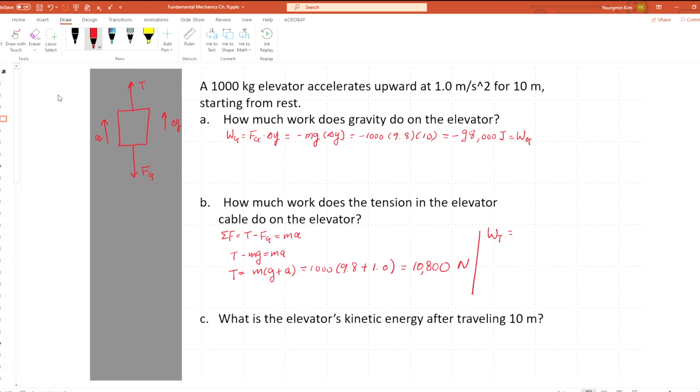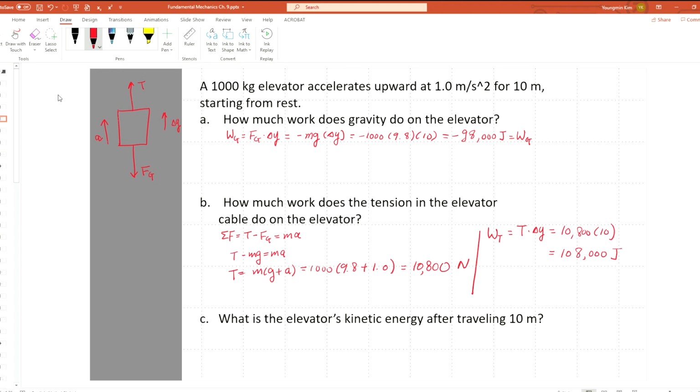So work done by the tension is tension times the displacement. And in this case, tension and the displacement share the same direction. So we just calculate this as the tension times delta y, which is 10 meters, positive. So work done by the tension is 108,000 joules. And finally, what is the elevator's kinetic energy after traveling 10 meters?